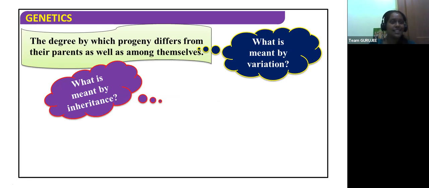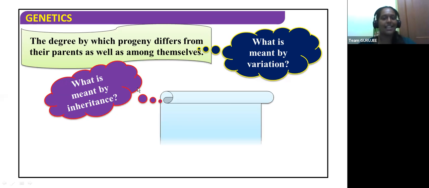So we see non-identical twins. They come from the same father and mother, so like siblings, non-identical twins are siblings. So how do siblings come from the same father, same mother, but why are we different? That is what is variation: the degree by which the progeny differs from their parents as well as among themselves. So that's called variation.